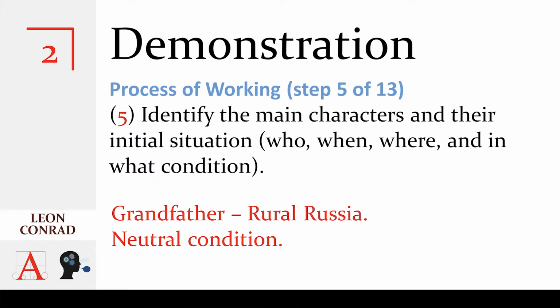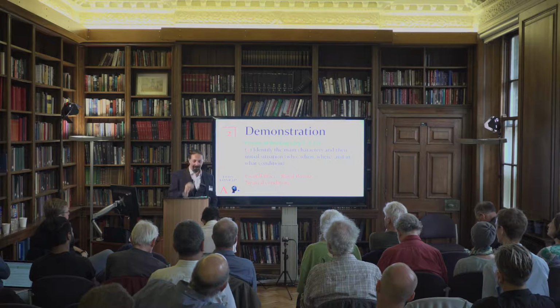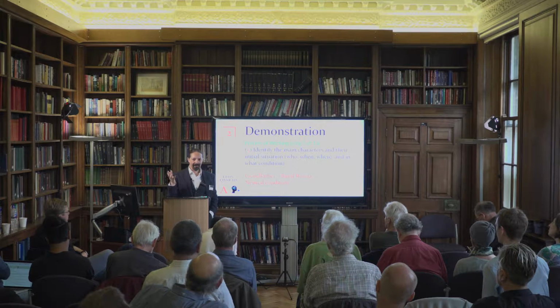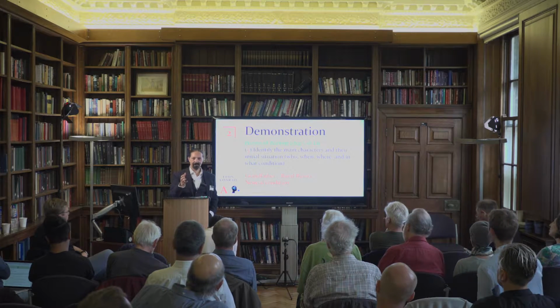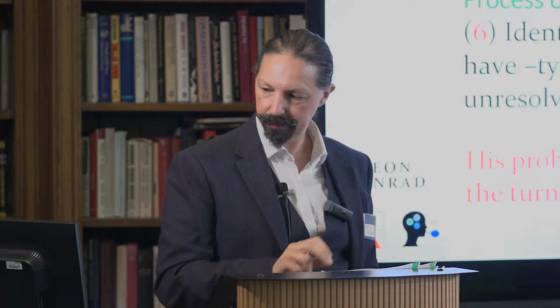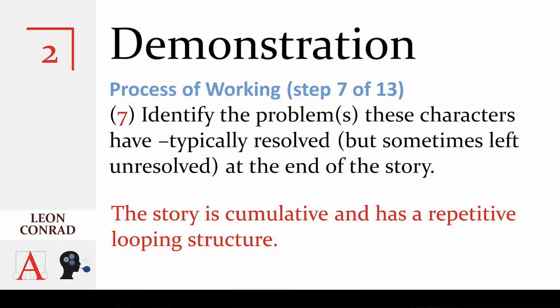In complex stories, you follow a storyline, a story structure line, for each character, and then look at how they combine through time. For those people for whom time has come up time and time again in this conference so far, here's the answer. So, we have grandfather. He's situated in rural Russia, probably 19th century, and at the beginning of the story, he's in a neutral condition. He's planted a turnip. It's neither good nor bad, it just is. His problem is that when he tries to harvest the turnip, he can't, and that's when the story kicks off. And it's because of that problem that the story starts in the first place.